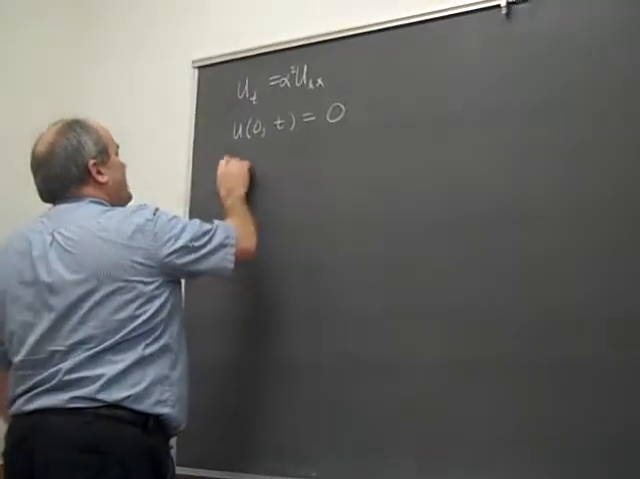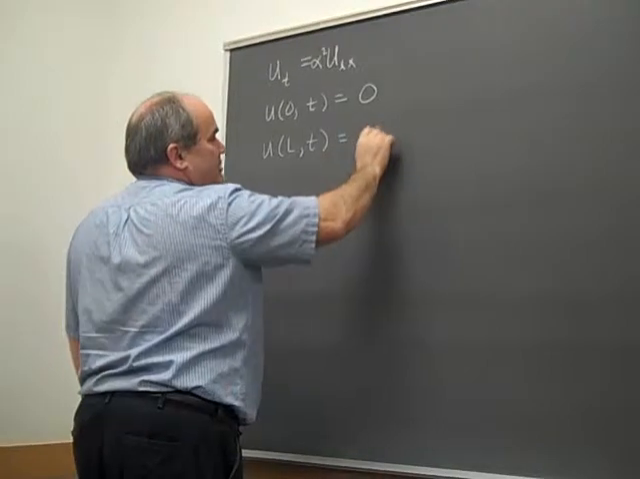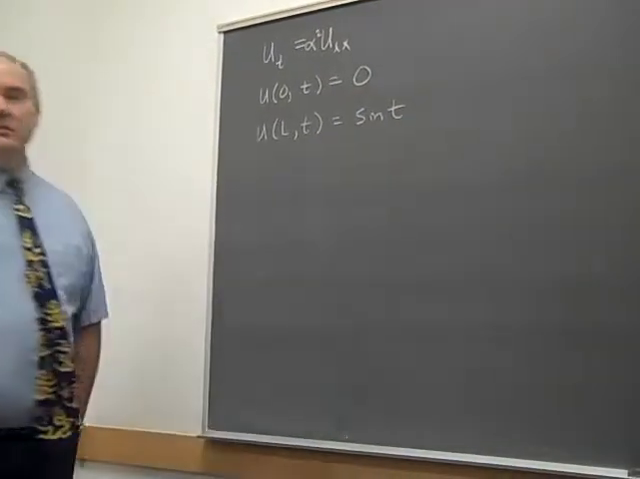we'll actually let one of our boundary conditions be homogeneous. But we'll let the other one be something, say, a little more fun, like sine of t.